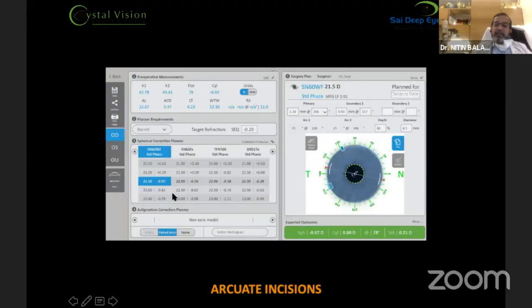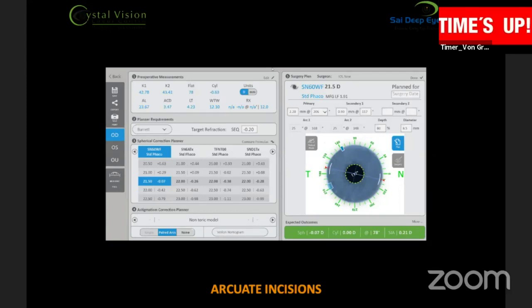The SIA optimization, what Dr. Vavikar mentioned, the importance of the SIA optimization, can also be done here on an automated basis. The only important thing is to feed in the K1, K2 value of the pre-op value, and the post-op value should be measured on the same unit. So if it is being measured on the Verion, the pre-op, the post-op also should be measured on the Verion to have a proper SIA. Arcuate incision can be planned.